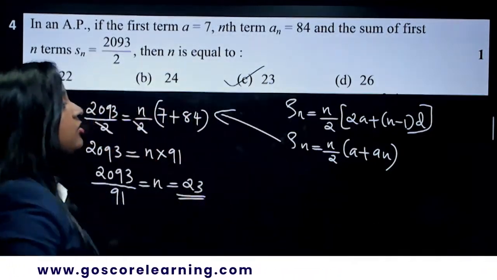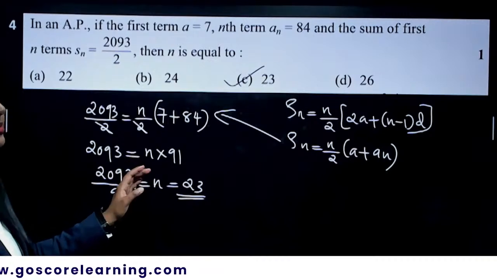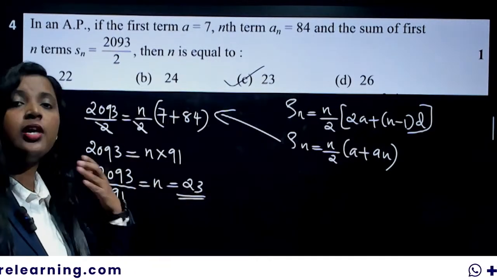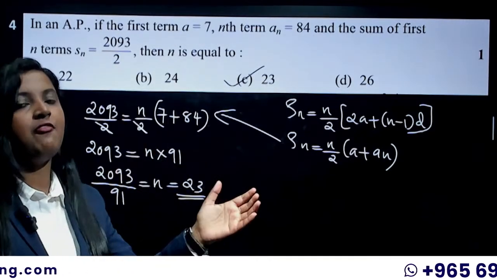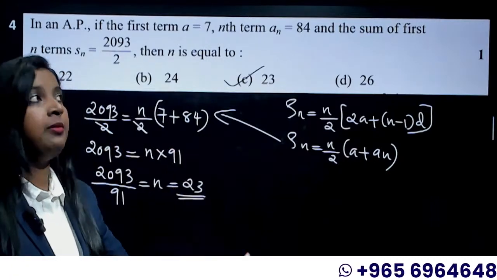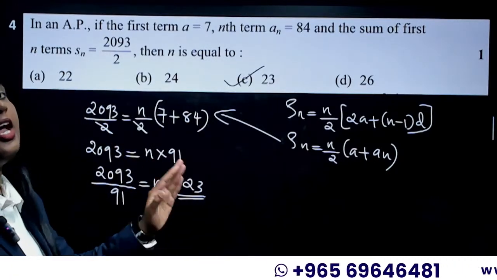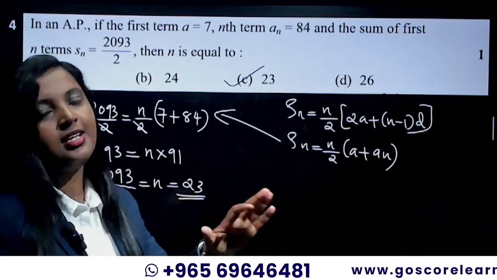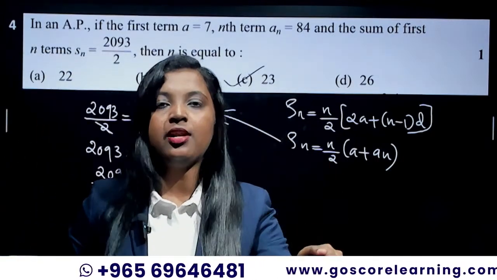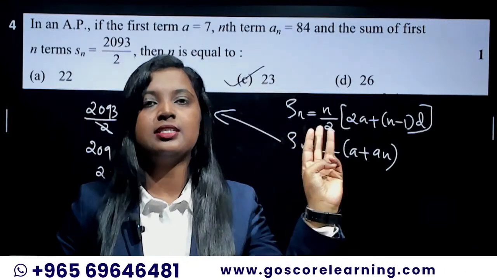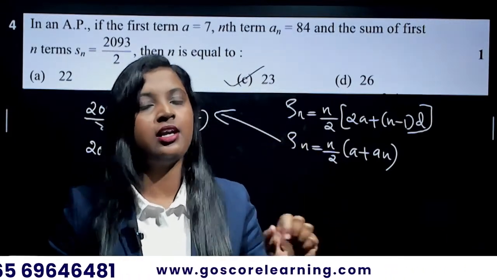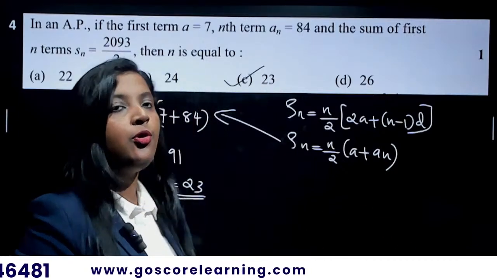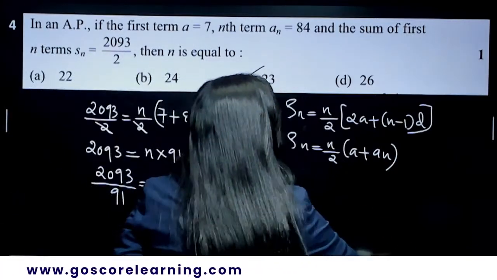If you are using 2a plus n minus 1 into d, it will not help you. You'll be stuck somewhere, or you'll be taking much time. Since this is an MCQ question, think quick. You have to act fast. Otherwise, you'll be wasting 1.5 hours of the whole 3 hours for this MCQ part, and then you will not be getting enough time to write the 5 more questions. Don't make such mistakes.